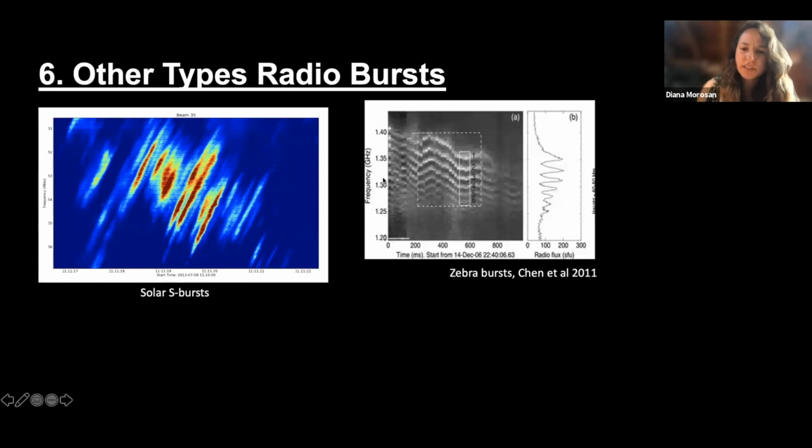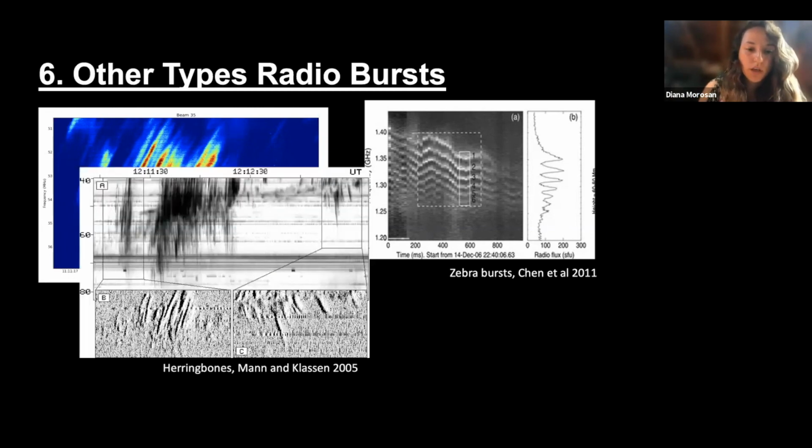Zebra bursts, this is a gigahertz example, but they also occur at a few hundred megahertz. They're just bright bands of emission that look like zebra stripes. I don't think they have been imaged, or I'm not entirely sure if they have been imaged, but they're probably due to a process called double plasma resonance, so also close to the plasma frequency. And these usually occur inside type 4 radio bursts. Type 4 radio bursts can have multiple fine structures. Another type of radio burst is called herringbones, and they're called herringbones because they look like fishbone, something like this.